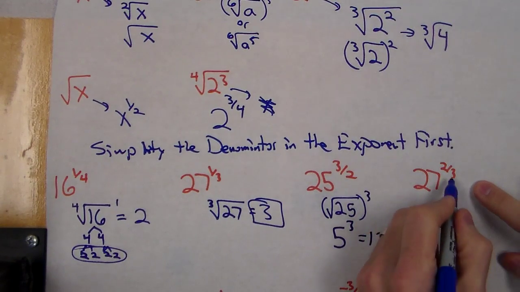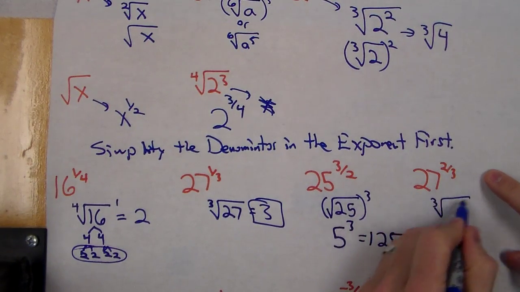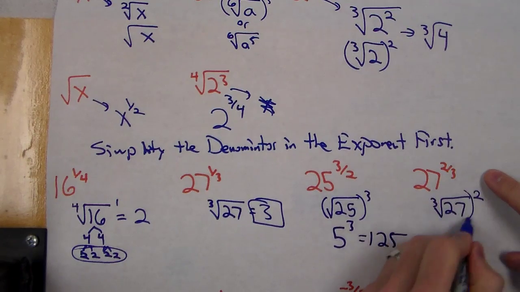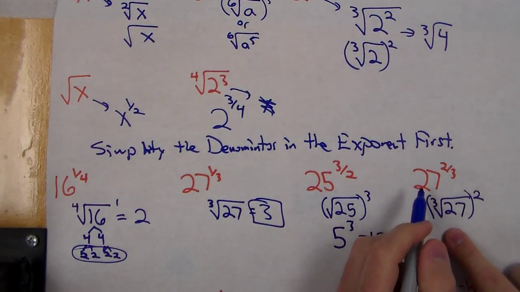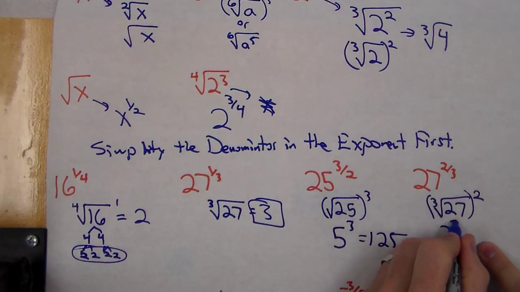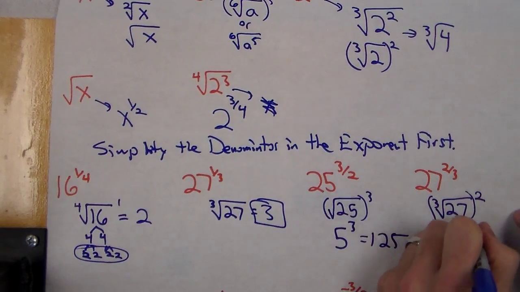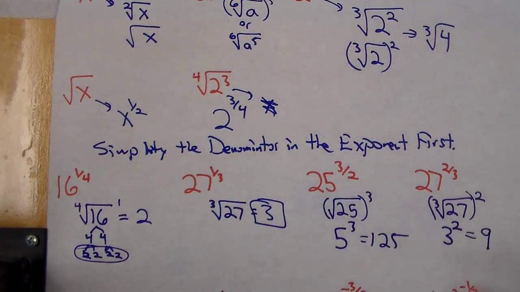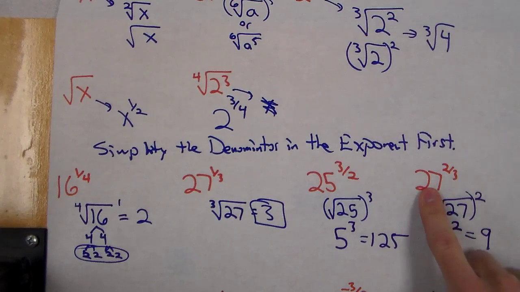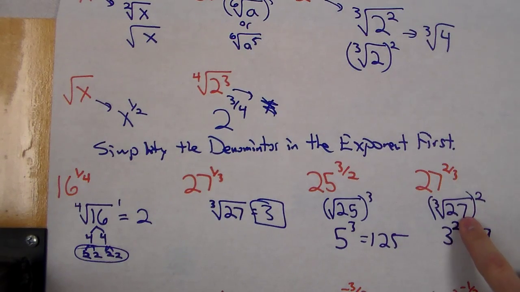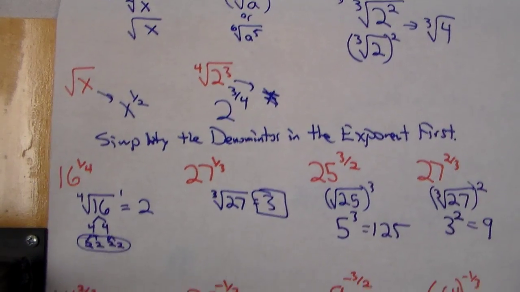27 to the 2 over 3. 3 first. Cube root or 3rd root of 27, and then that's squared. Cube root of 27 is 3. Bring down the squared. 3 squared is 9. So what we did is we just figured out that 27 to the 2/3 is 9, but don't worry about memorizing some pattern between that. Just start to understand that you're going to do the root first, the denominator, then the exponent.